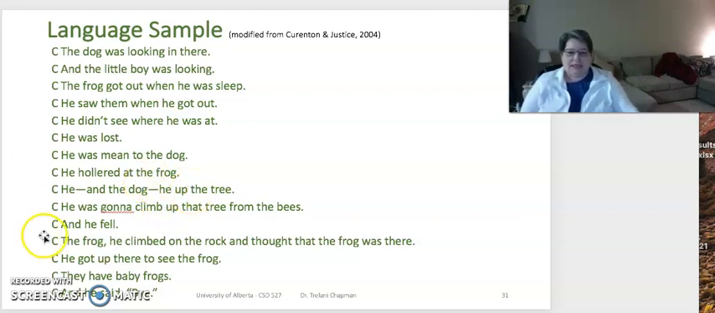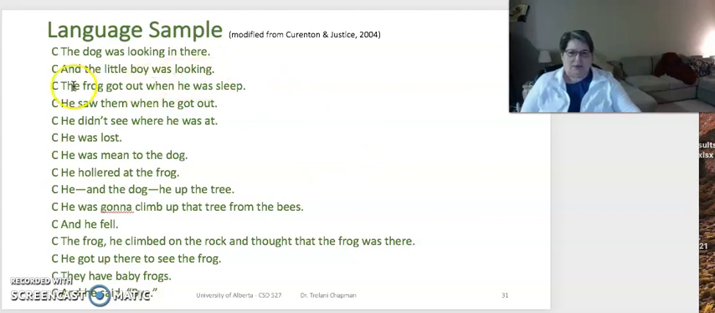All right. And so in terms of the features of literate language, we see "the little boy." So that's an elaborated noun phrase because it has a determiner and it has an adjective and the noun.